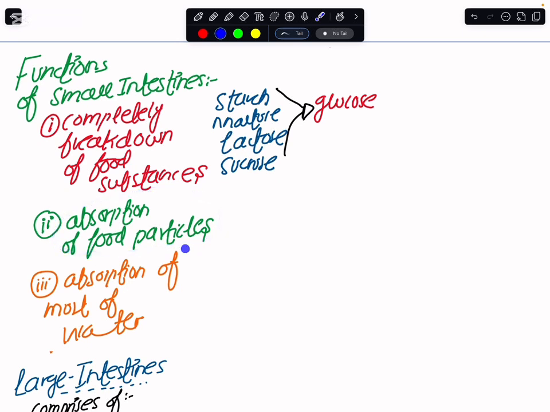Now, this is a misconception with students. They believe that the large intestine is the one that absorbs most of the water. But this is a wrong approach. It is actually the small intestine that absorbs most of the water. So the small intestine is important in terms of complete breakdown of the food substances, in terms of the absorption of the food particles, and in terms of the absorption of water.